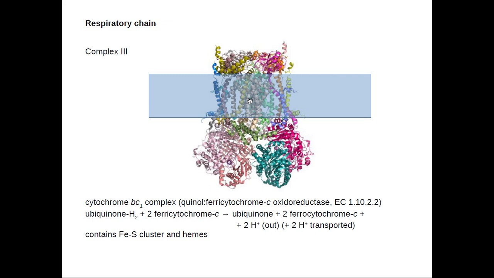So complex 3 takes this ubiquinol, or in the systematic name quinol, and cytochrome C, in the systematic name ferricytochrome C. And this cytochrome C goes from the oxidized form ferricytochrome C to the reduced form ferrocytochrome C. Sorry, yeah.